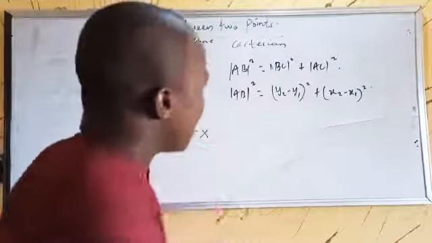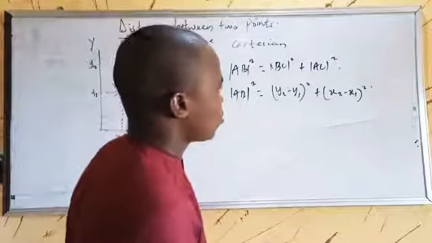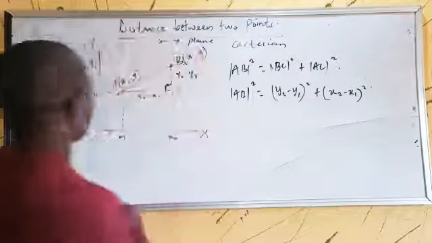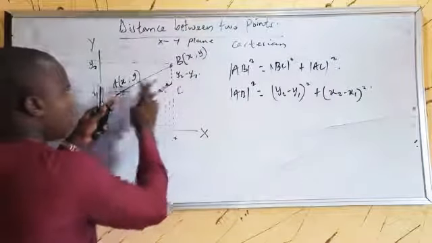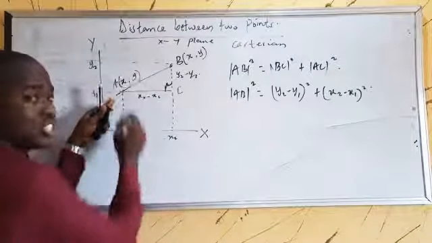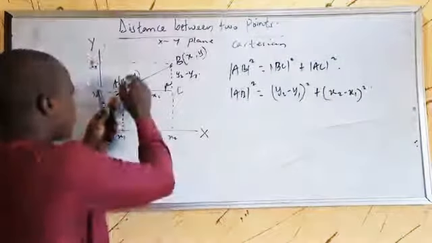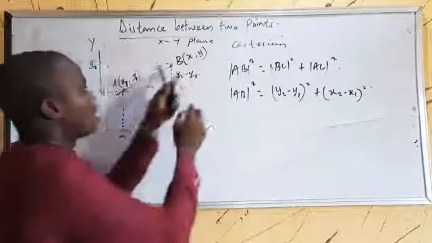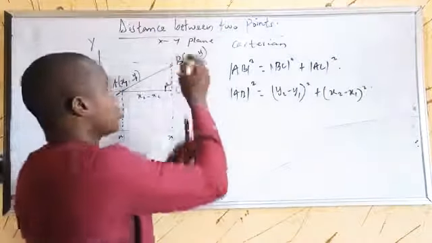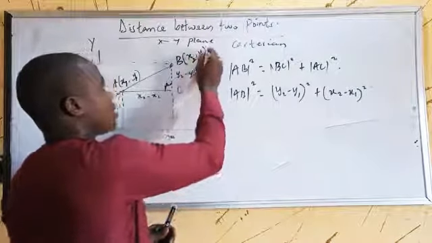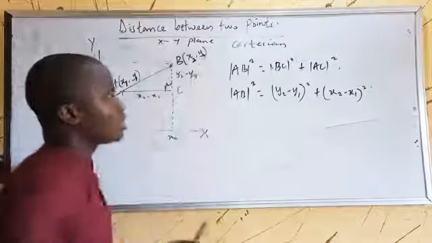So why am I having x1, x2, y1, y2? If you look at this one now, you can see you are starting from here. Let's say you want to measure from A to B. Therefore, this will be the initial point. So I have x1 here, I have y1 here. So this is the terminal point, that is where we are going to. So we have this and we have this, x2 and y2. Are you getting it now?